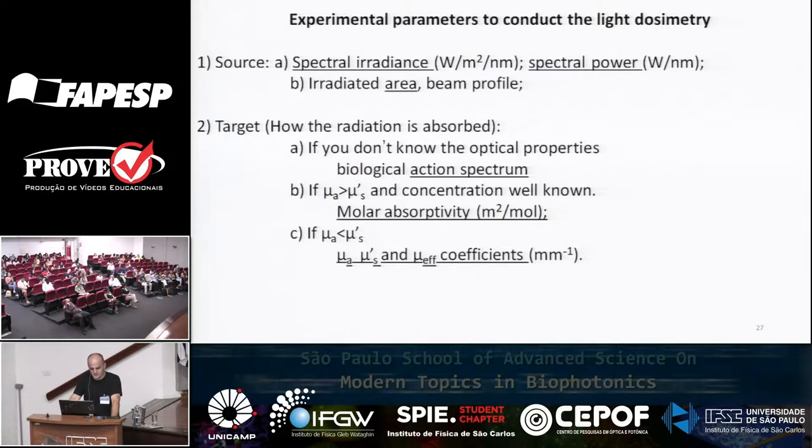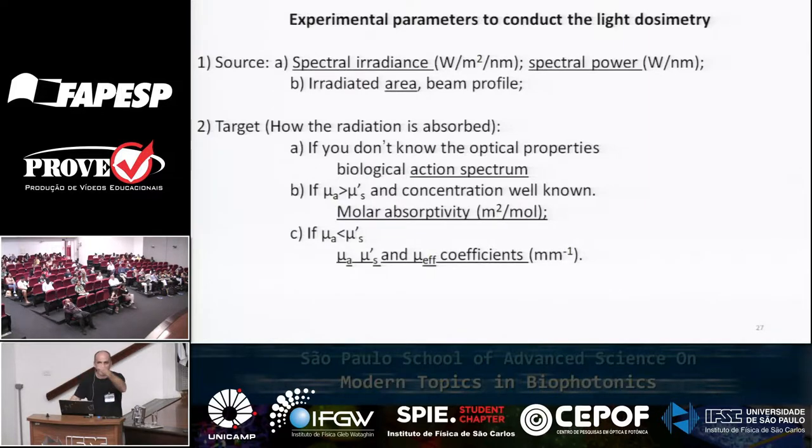Up to now, I showed examples of what is important to do when you want to make some dosimetry from your system. To access this dosimetry, you must have information from your source and information from your sample. Here is what you need to do this dosimetry. You need the spectral radiance, and you need the spectral power, and of course, you need the radiant energy.